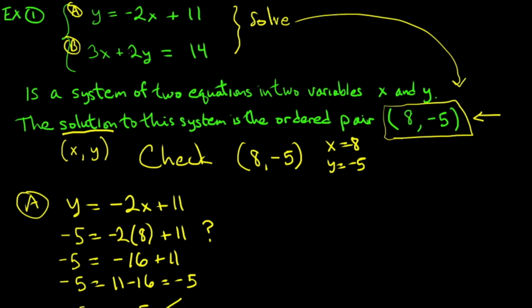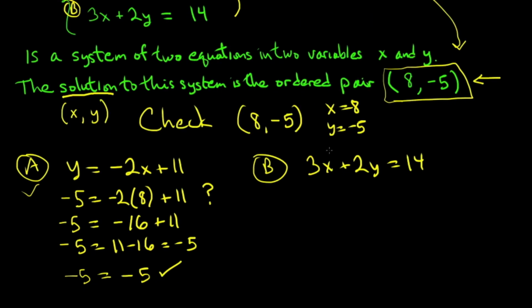So equation A is correct. What about equation B? Because you have to check both. So equation B was 3x plus 2y equals 14. Okay, so again, we're going to replace x with the number 8, because that was part of our solution, and we're going to replace y with the number -5. So the question is, does that equal 14?